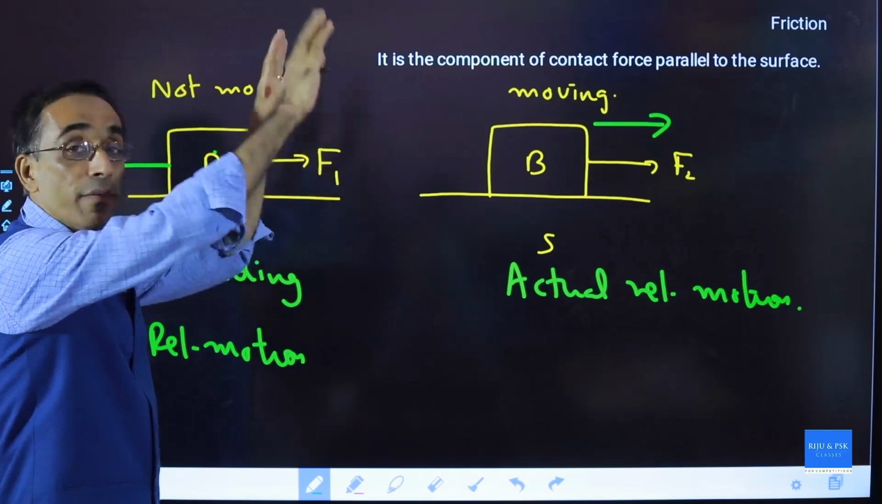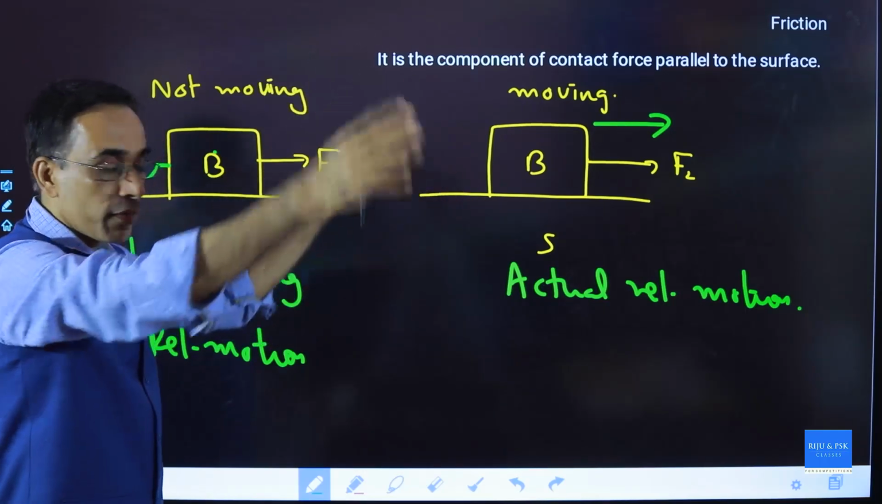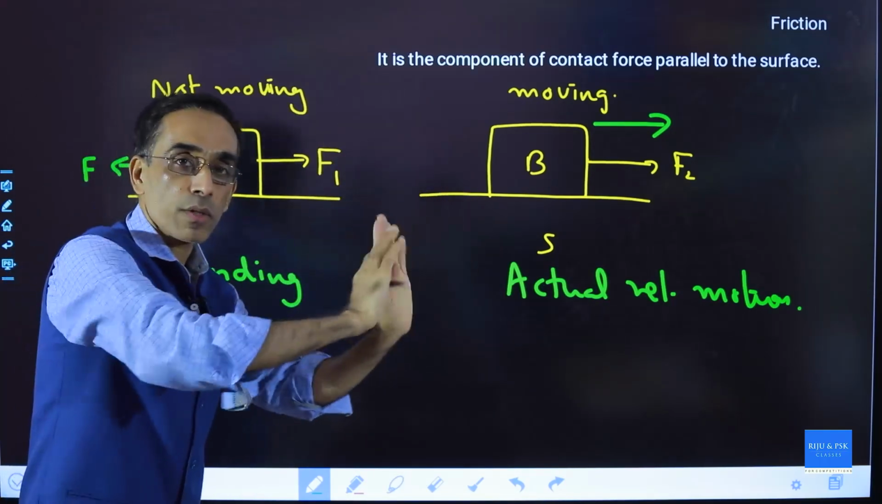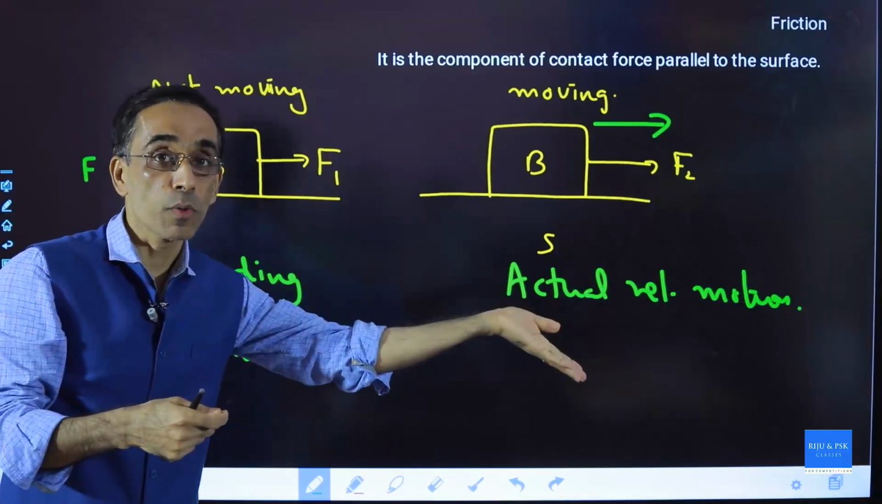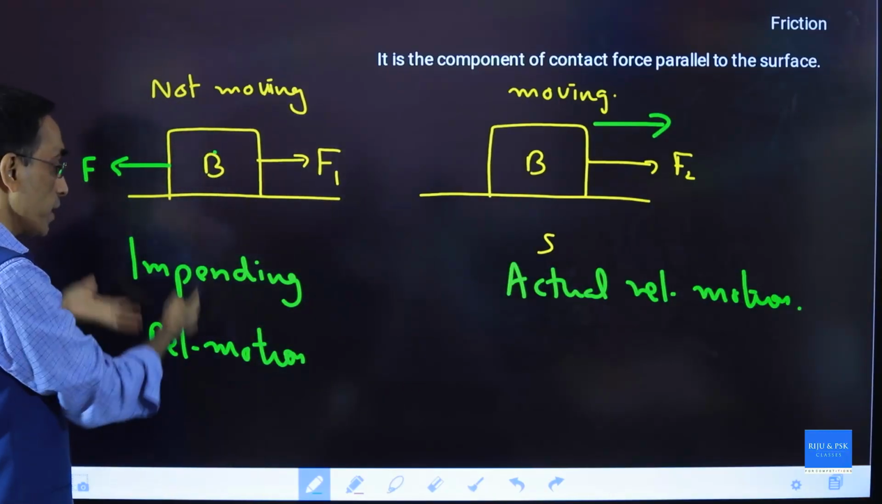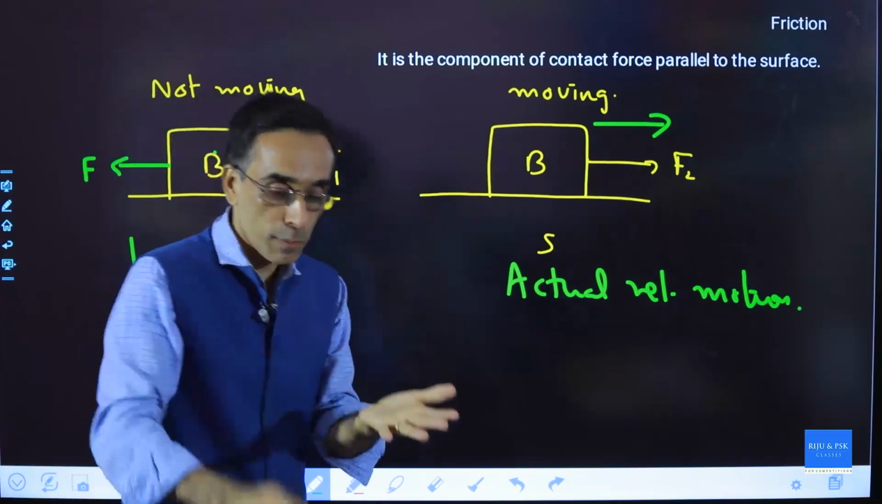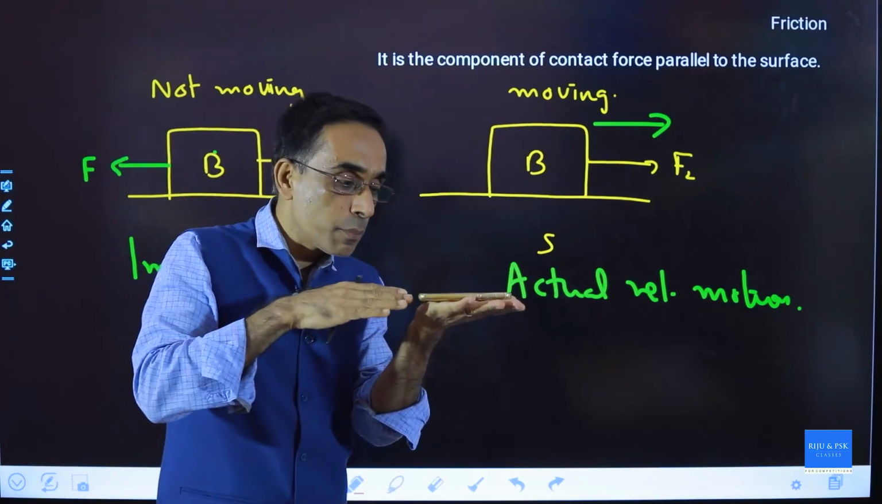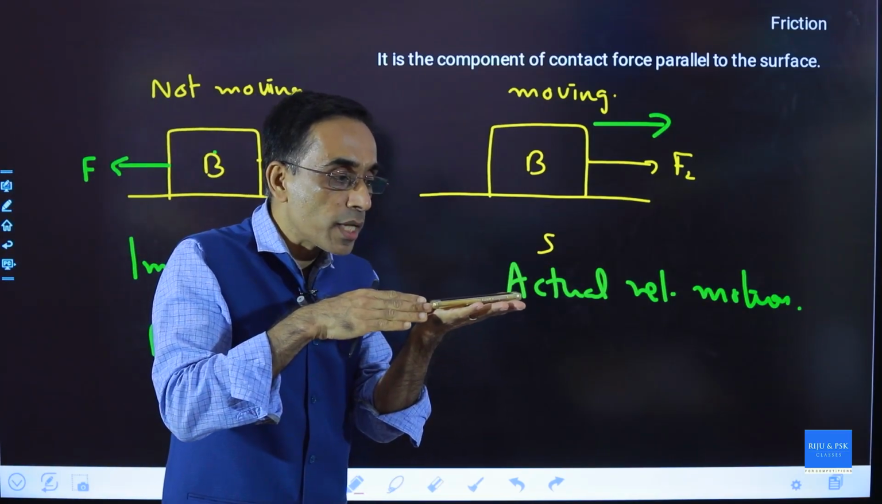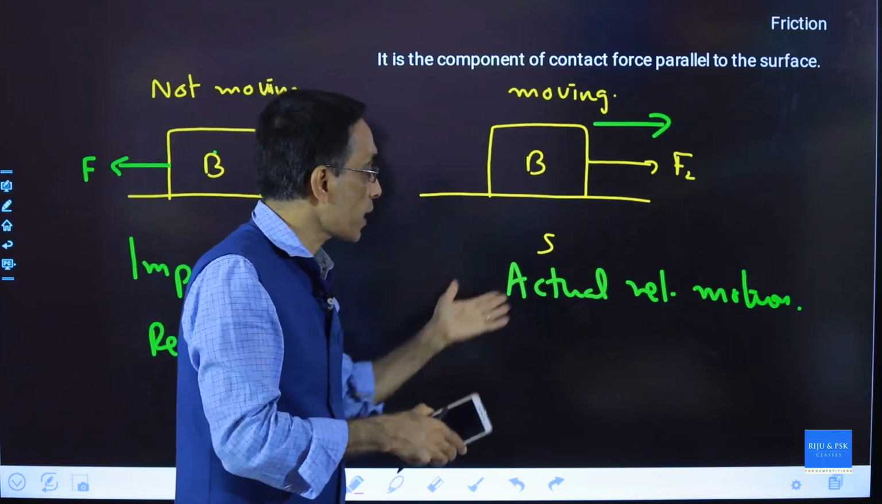Imagine you have a heavy truck or a bus, and you push it or pull it, it will not move. Then I will say there is an impending relative motion, but it is not moving. But if you take a small object like a phone and push it like this, you can see that the phone is moving to the right. There is an actual relative motion.